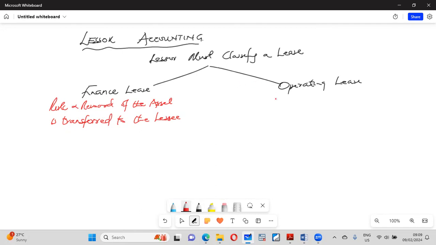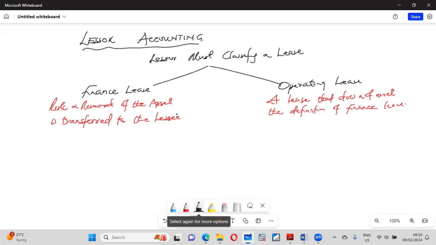All right, then we have here a lease that does not meet the definition of finance lease. So if it is not a finance lease, then it is what? Operating lease. All right. Now, how will you know it is a finance lease? Of course, we've said the risk and reward are transferred, but we need to learn how to classify.